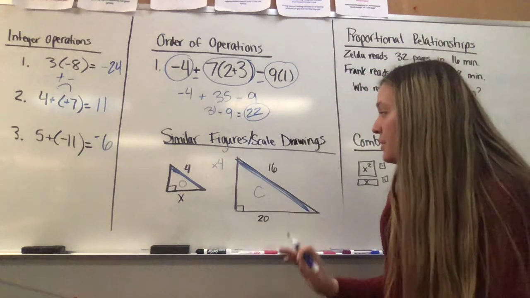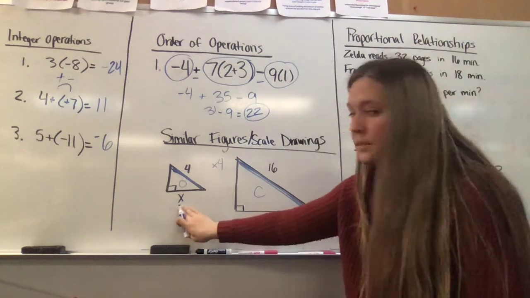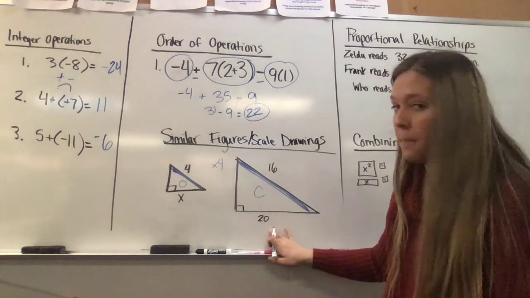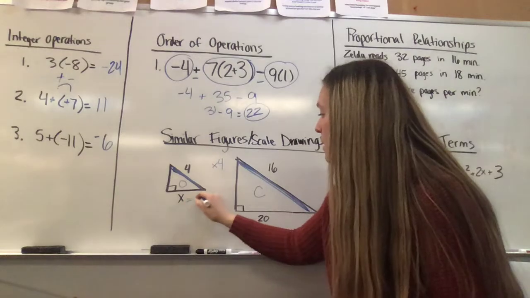So now that we know the scale factor is 4, we need to know what x is. So some number, when we multiply it by 4, we get 20. Okay? That number is 5.